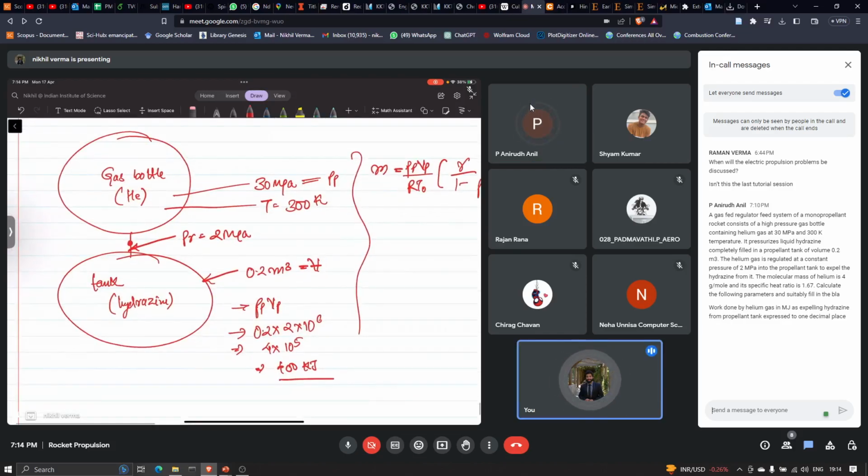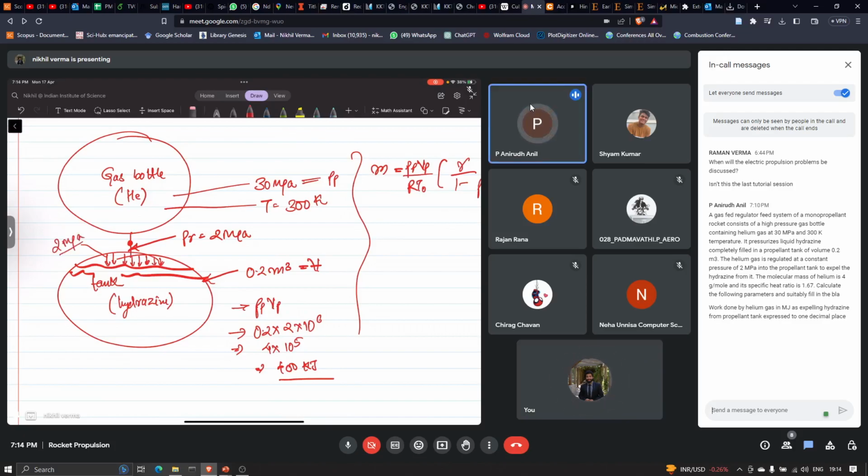No, no. So the work done that we are doing on the system is, we are just expelling this liquid from this tank, no? So this is done at 2 megapascals. And the volume that is being displaced is this 0.2 meter cube.